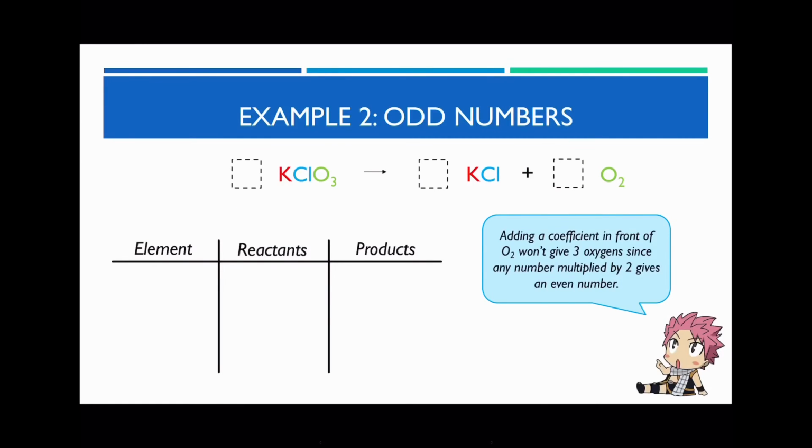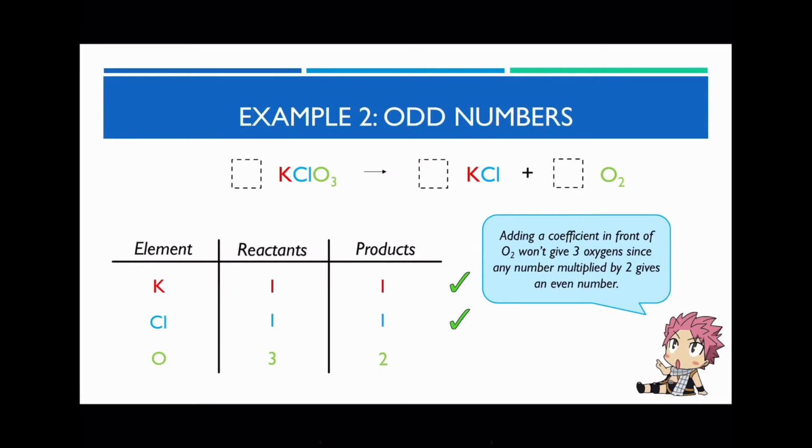So in this chemical equation over here, let's try to balance a chemical equation for this particular reaction. As what you normally do, we set up the table and list down all the elements, count the number of reactants, and count the number of products. If you do this, we can clearly see that the number of potassium and chlorine atoms are now balanced. We need to balance the number of oxygens.